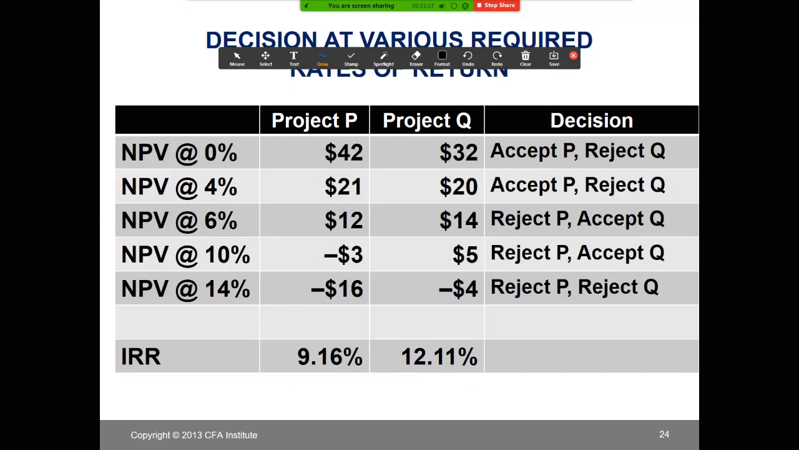Now, according to IRR, don't look into this table. According to IRR, this is NPV. According to IRR, we should choose project Q. We choose the higher IRR. So the higher the IRR, the better the project. This is the condition to accept the project itself. But we cannot choose both projects. We have to choose only one because it's a mutually exclusive project.